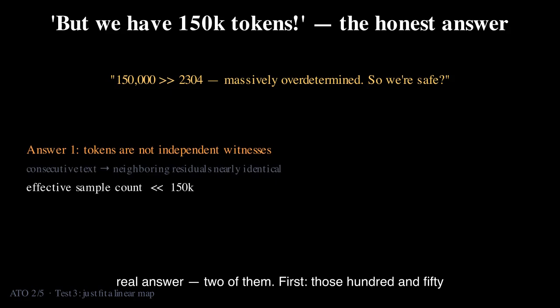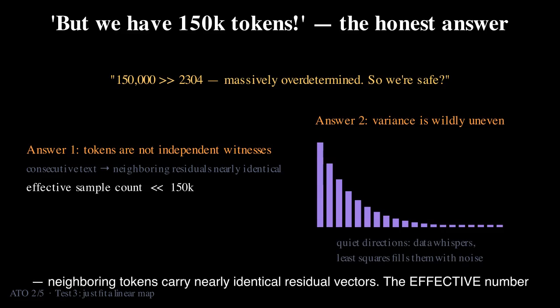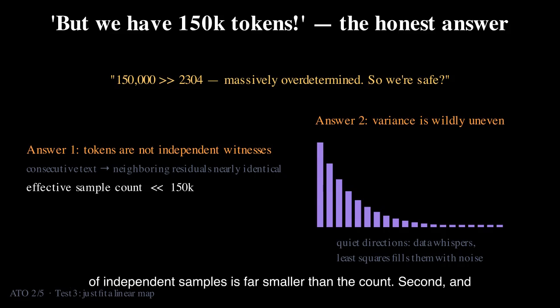Two of them. First, those 150,000 tokens are not independent witnesses. They come from consecutive text. Neighboring tokens carry nearly identical residual vectors. The effective number of independent samples is far smaller than the count.